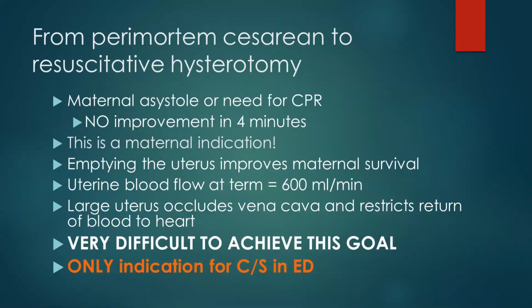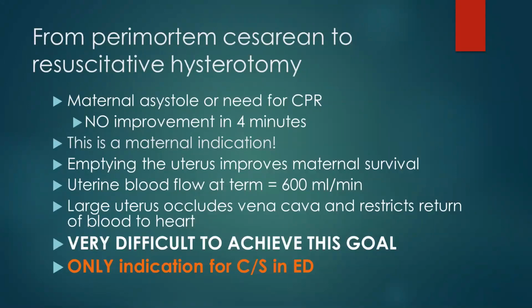Even when you have witnessed asystole in the emergency room, that 4-minute time window, all of you have been in some type of trauma, is very difficult to attain. But the reason for this procedure is that when you empty the uterus, it improves maternal survival. Because close to term, the uterine blood flow is about 600 milliliters per minute. And the large uterus also compresses the vena cava, and it restricts blood return to the heart. So when you can empty the uterus, that uterus contracts, and all that blood flow that was going to the uterus is now diverted back to mom.